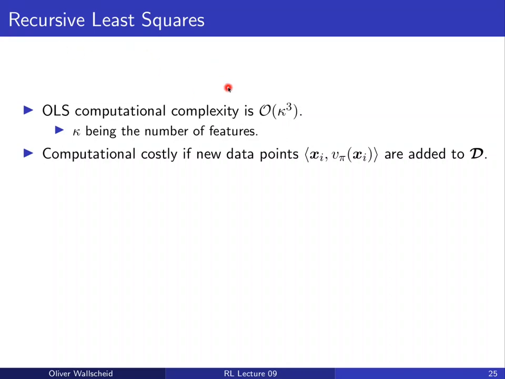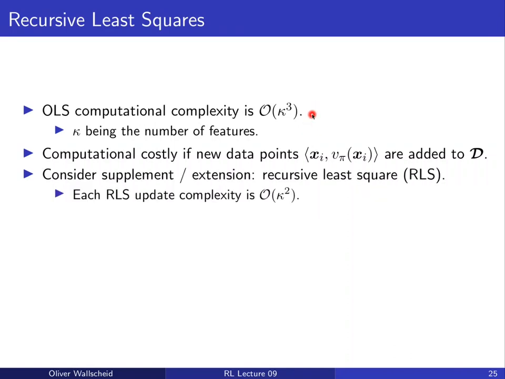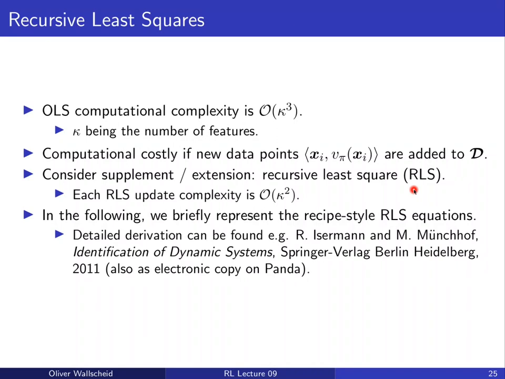The idea of recursive least squares is to recursively, or incrementally, add new data points to our least squares estimation. The nice thing is that each recursive least squares update is only computationally complex with the order of kappa squared. Therefore, we can save a lot of computational demand if we add single data points to the batch after we have already derived an initial fixed point W star. In the following, we just present the results on how to apply the recursive least squares algorithm. However, you can also have a look at the detailed derivation of the formula, for example, in the lecture book here by Isermann, which is also available as an electronic copy on the Panda platform.